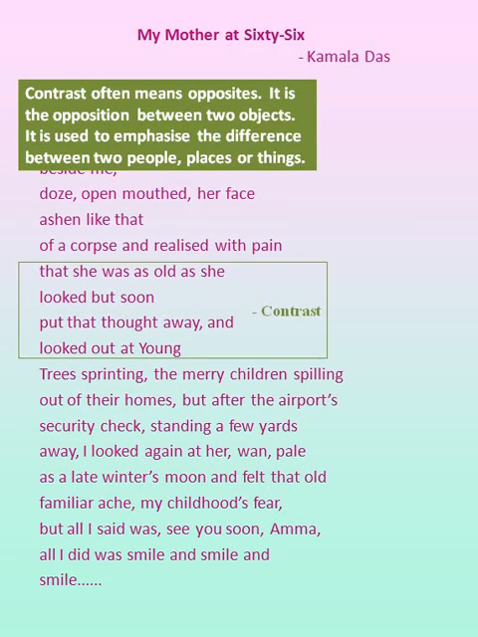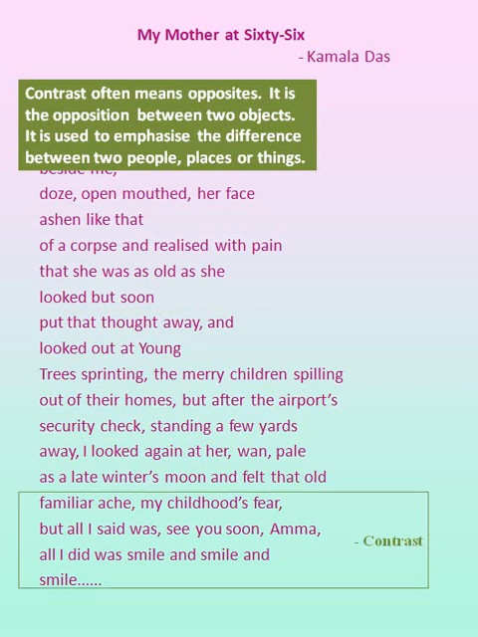the difference. In the lines "she was as old as she looked, but soon put that thought away and looked out at young," the contrasting words are old and young. The poet brings out the contrast of her mother's old age and the youth of the children. She shows the contrast between the world outside which is merry and inside which is gloomy. An indirect contrast of sadness and happiness is brought, hence the figure of speech is contrast.